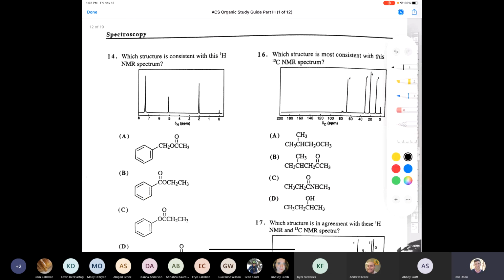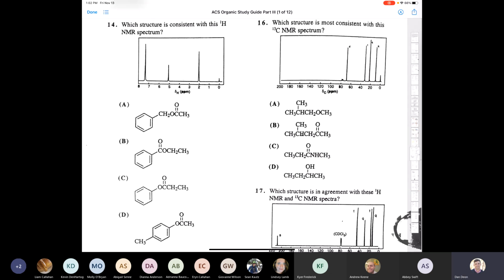Okay, number 14. Which structure is consistent with this proton NMR spectrum? Just 3 signals. I'll give you a second to think about it. If you think you have an answer, feel free to type it into the chat.